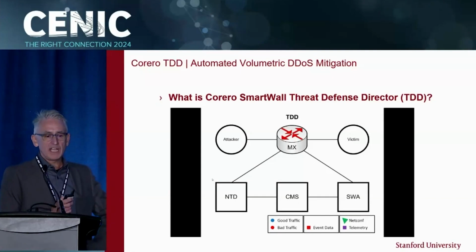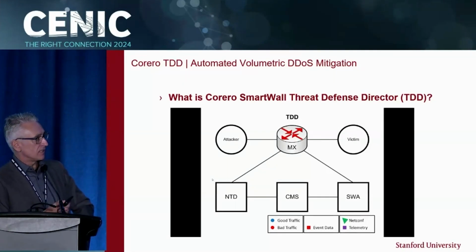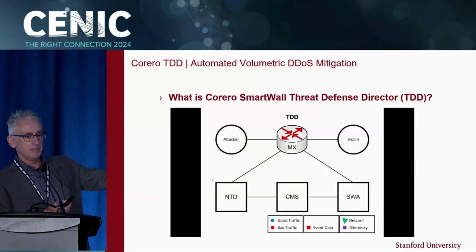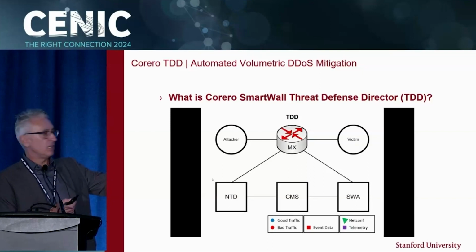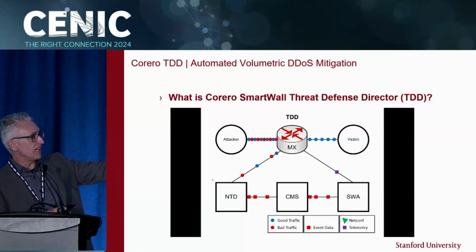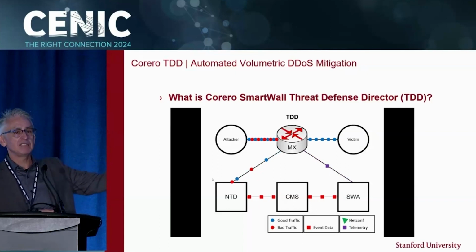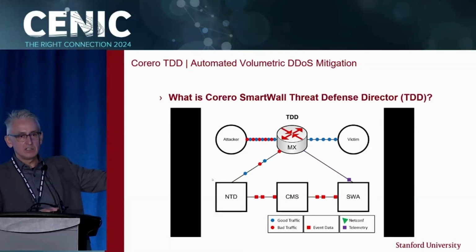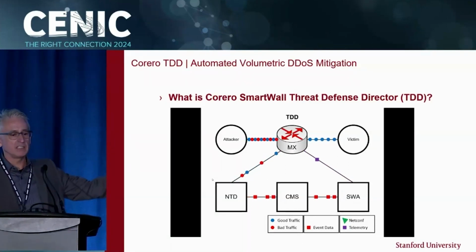So we're going to watch a short animation here of how Threat Defense Director works. And what we're going to see is traffic from the attacker going through the MX to the victim. And all the square boxes below are the TDD solution. So here we've got normal traffic. It's being sampled off to this box called the NTD. Attack traffic happens. Sent to the CMS. The SWA sends a little green instruction up. That's a block. The filter's now in place. And what we're seeing here is telemetry being sent back during the attack to the SWA, which is the Secure Watch Analytics device.